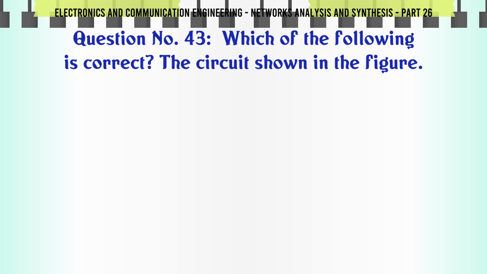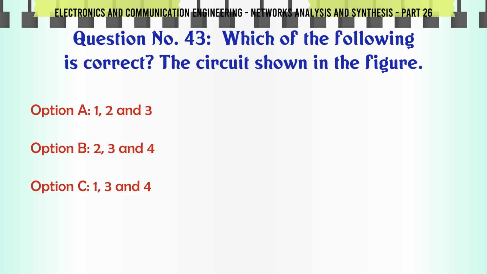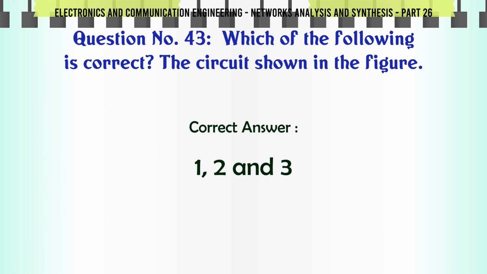Which of the following is correct? The circuit shown in the figure: A. 1, 2 and 3, B. 2, 3 and 4, C. 1, 3 and 4, D. 1, 2 and 4. The correct answer is 1, 2 and 3.